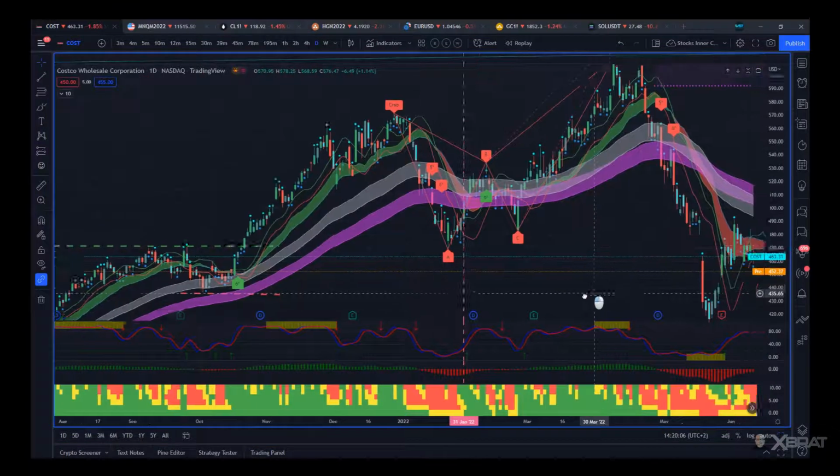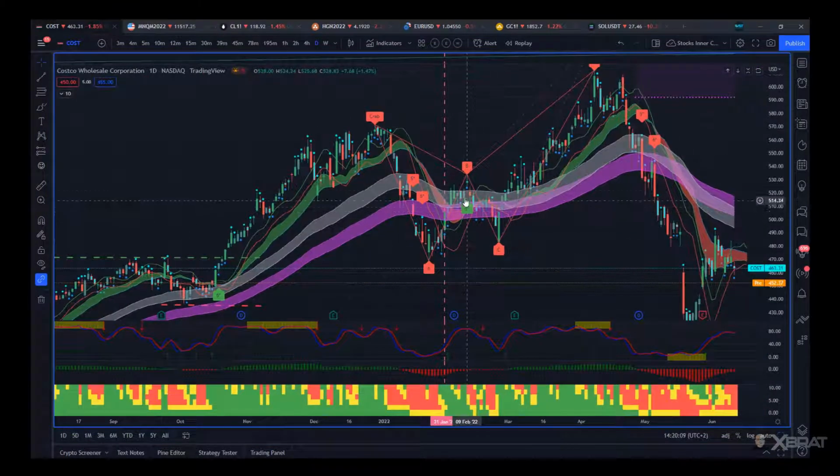What helps us get in? This 6-star buy signal is right on this B pivot for the harmonics, and we'll go on to that in a minute. So our entry has to be above there.